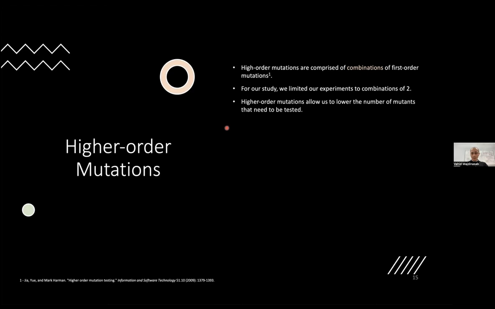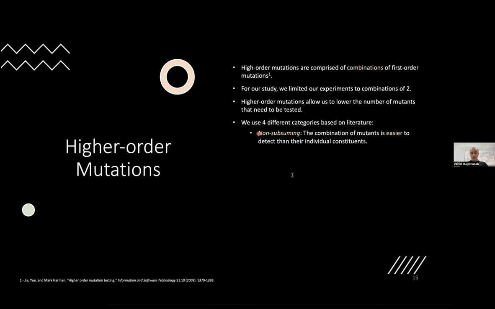The reason that we are interested in higher order mutants is that, as we said, mutation testing is computationally expensive. In our case, we have to generate a lot of environments to find the frontier environments, then apply the mutation operators to each agent, train those agents, and test them. So this becomes very computationally expensive and can take a lot of time. Higher order mutations allow us to lower the number of mutants that we need to create, thus lowering the computation expenses. Now, in order to create our higher order mutations, we follow four different categories based on literature.